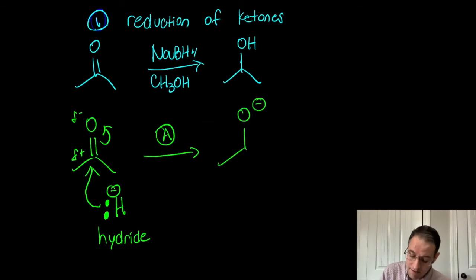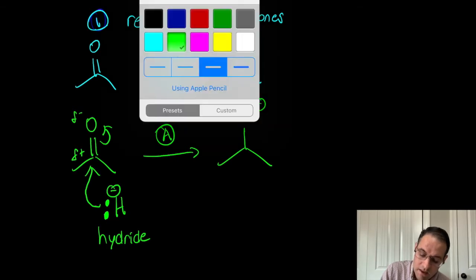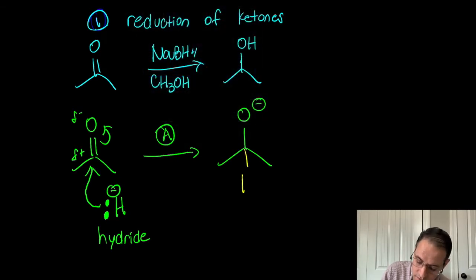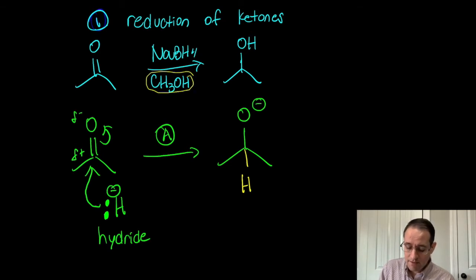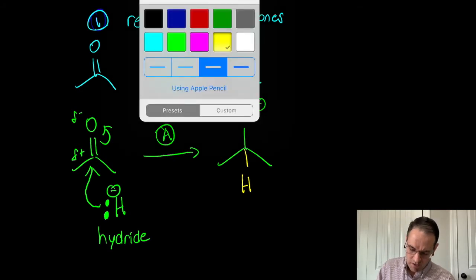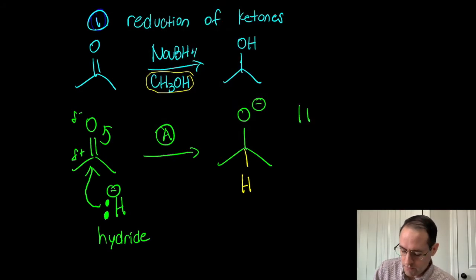You get the alkoxide. And in yellow, I guess I'll draw the hydride I've added. Now that hangs out, but you have a vast excess of methanol present. So there's going to be an acid-base reaction.